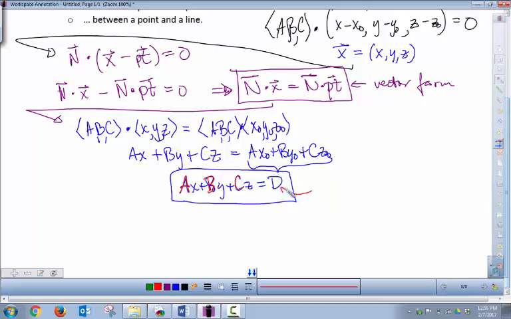Turns out that D is another simple computation. Remember, for an equation of a plane, you need a point and a normal, right? So D just happens to be the dot product of the point and the normal vector. So if you know the point and the normal vector, you can easily come up with this equation without having to go through all that work that we just did. Okay?